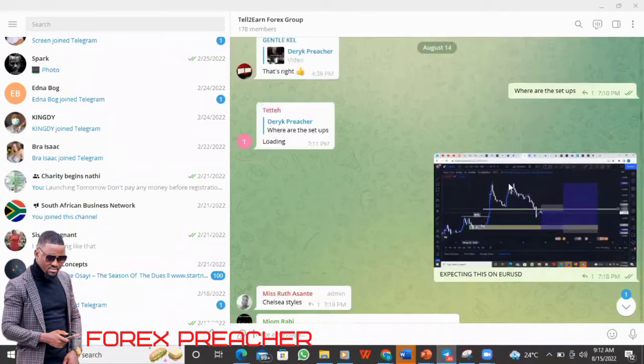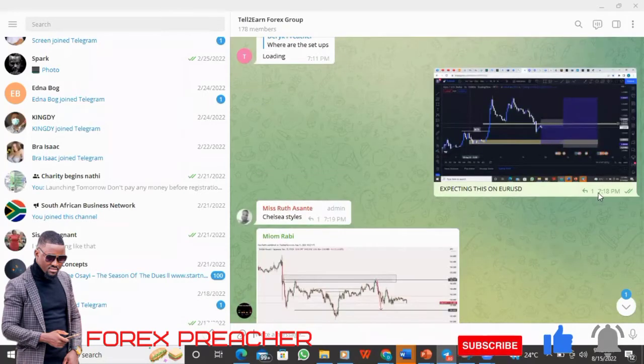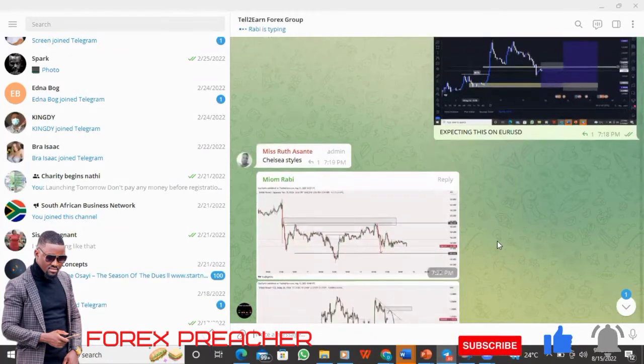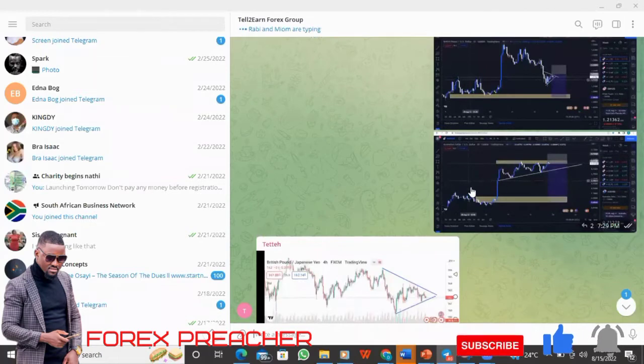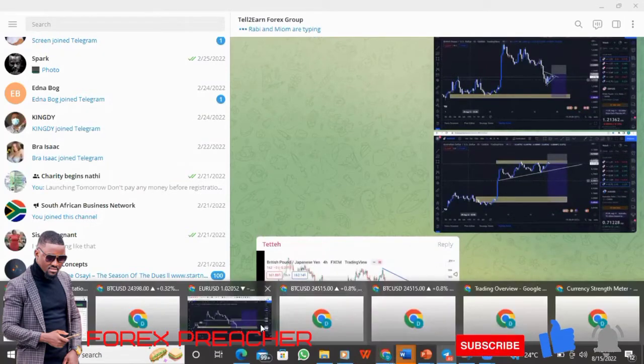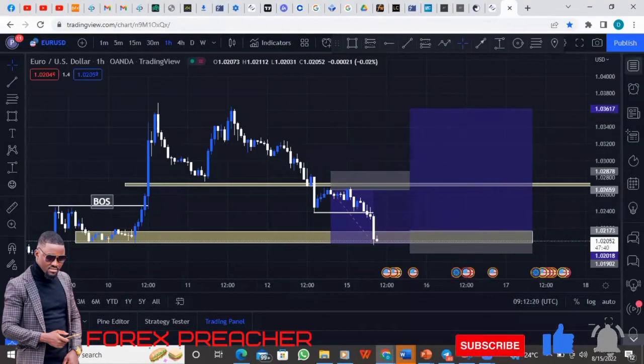As you can see, this is the Euro USD. I gave it to them around 7 p.m. And this is the GBP USD, and then this is the AUD USD, and all are in massive profit.